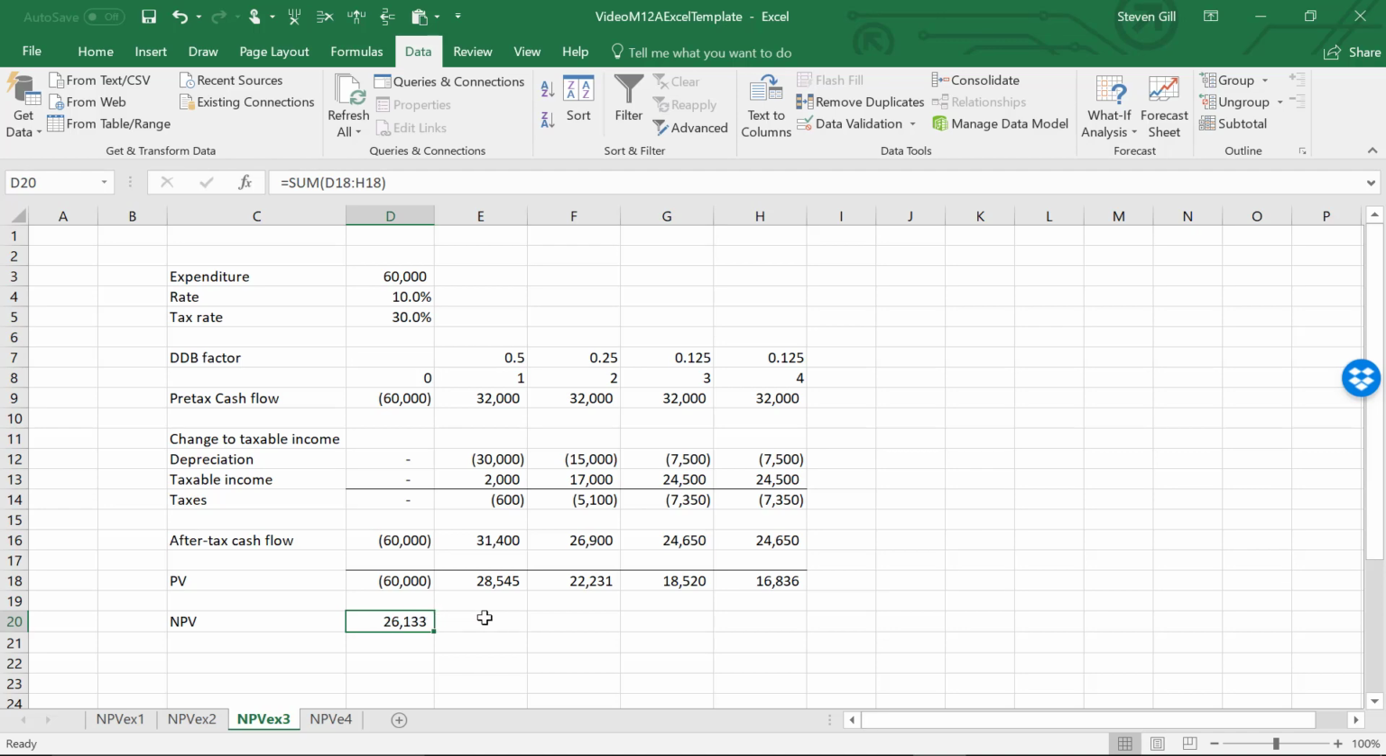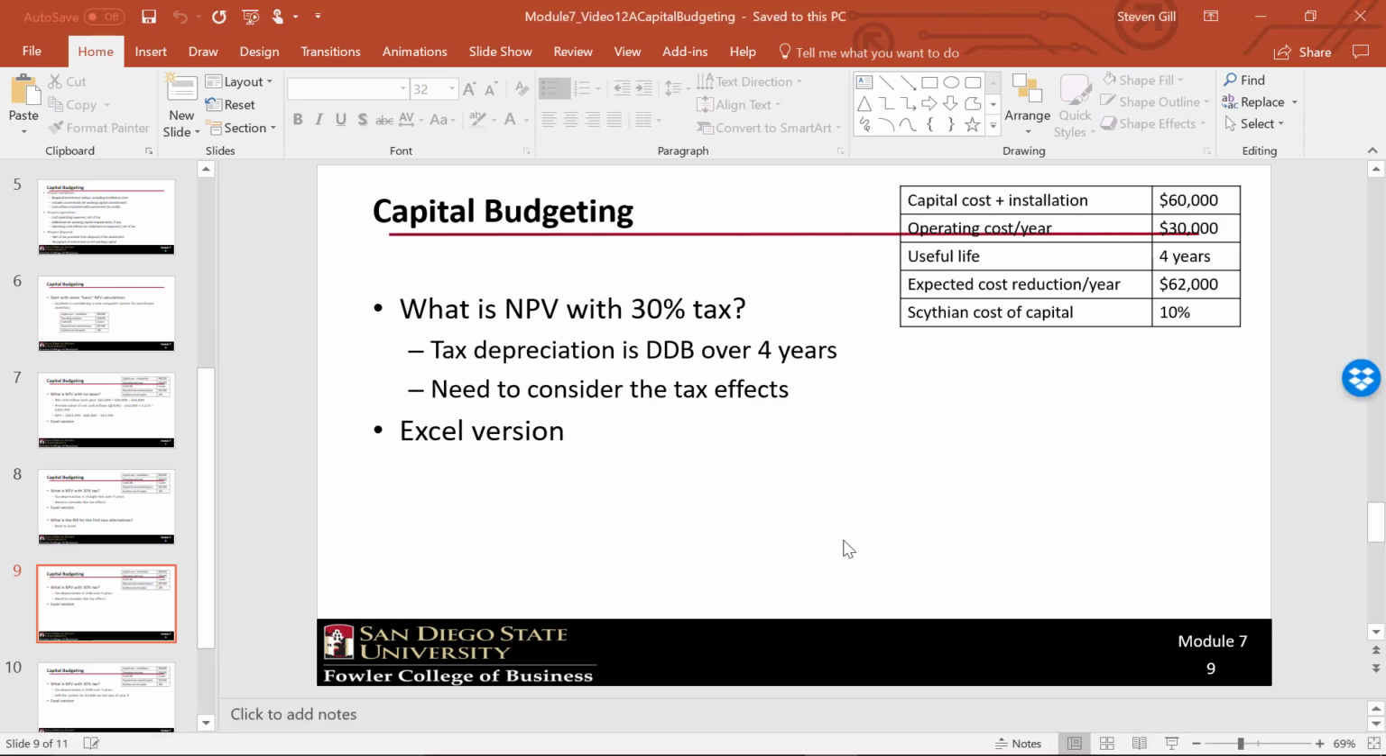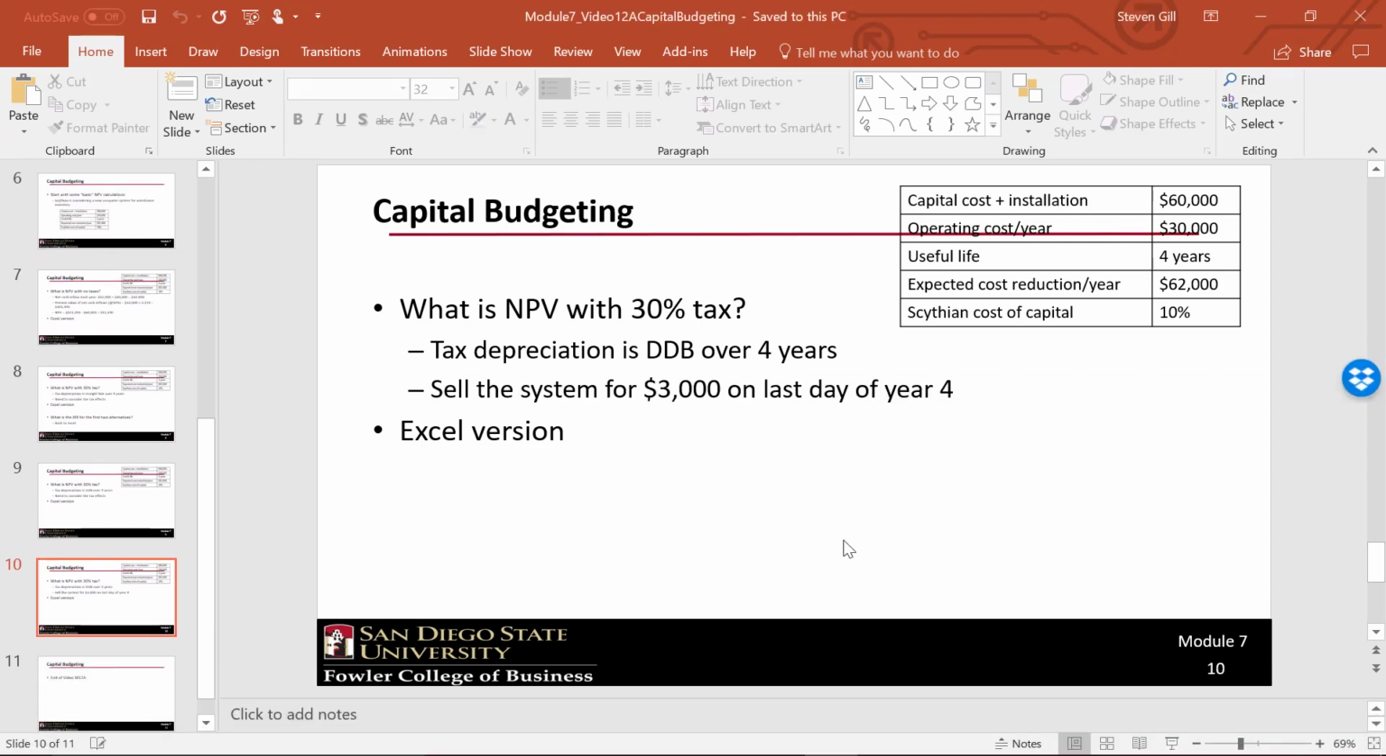Okay, back to PowerPoint. We've got one more to do. In our fourth scenario, tax depreciation is double declining balance, but now we're going to have the added complication of that disposal cash flow. So we're going to sell the system for $3,000 on the last day of year 4. So think of it as we've completely depreciated the asset, even though we know that in the year of disposal, you would only get to take half of that.